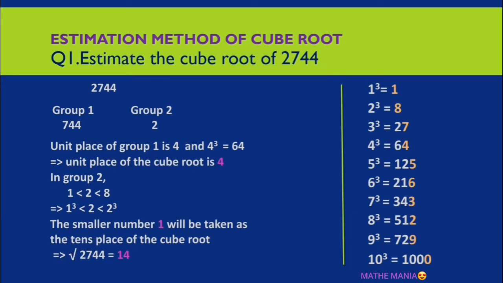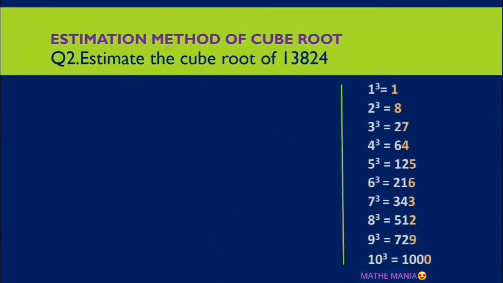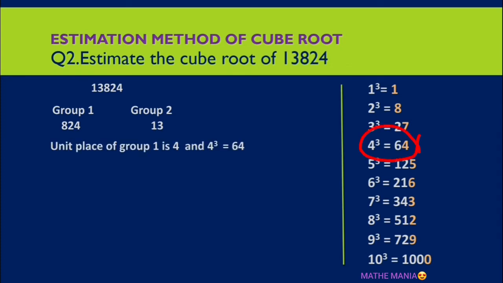Let me take another example to make it more clear. The next number which I am taking is 13,824. So let's get started. First we'll divide this into 2 groups. The first group contains the number 824 whose unit place is 4. And from the list we see that 4 cube is equal to 64, which ends with the number 4. So clearly the unit place of the cube root will be 4.